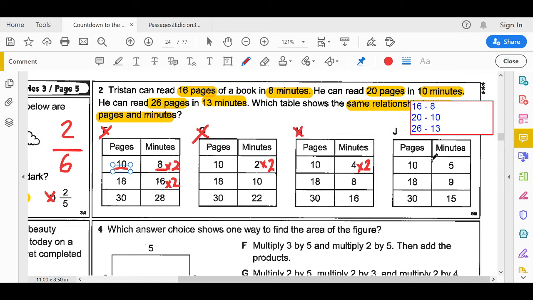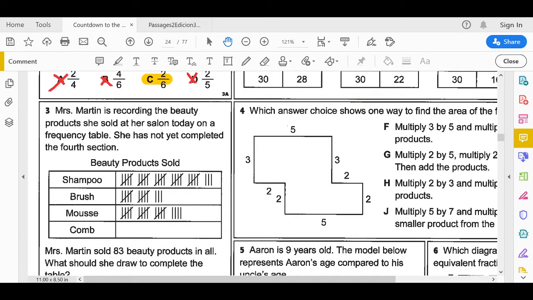And let's go to letter J. 5 times 2. Let's see if it's correct. 5 times 2 is 10, correct. 9 times 2 is 18, this is correct. 15 times 2 is 30, so letter J is the only correct option there. Great job. Let's go now to number 3, right here.